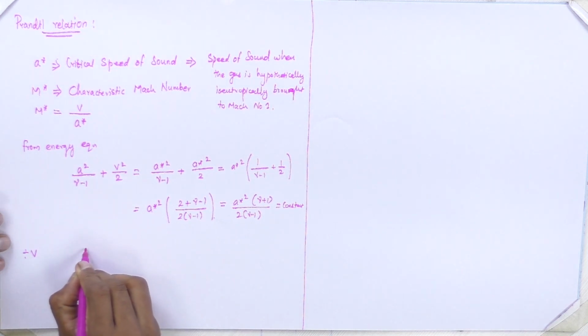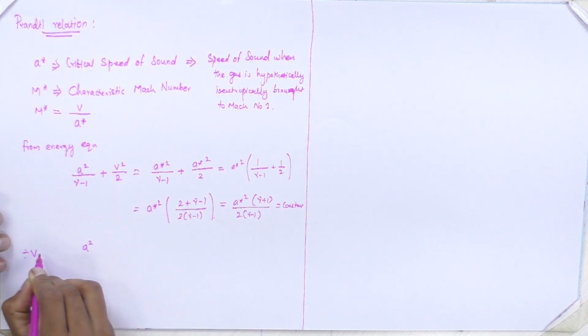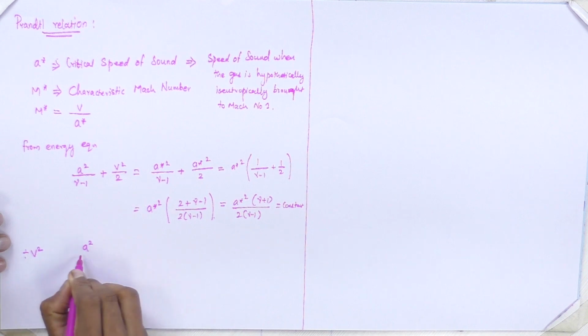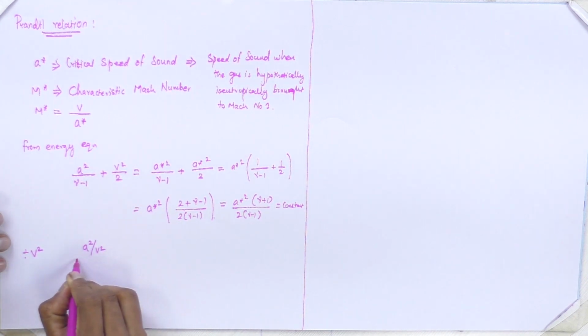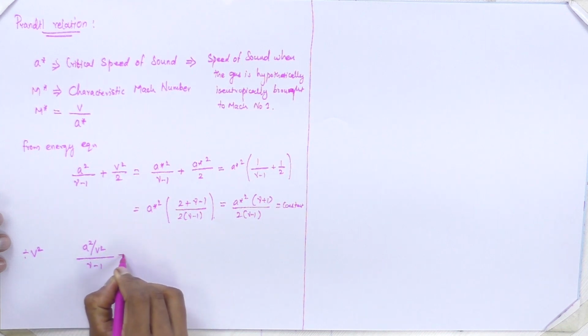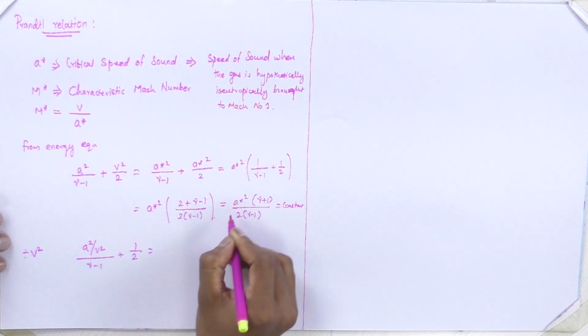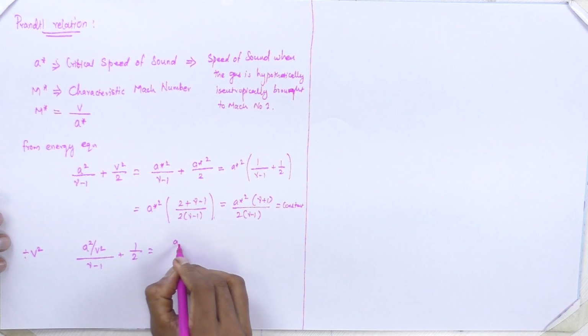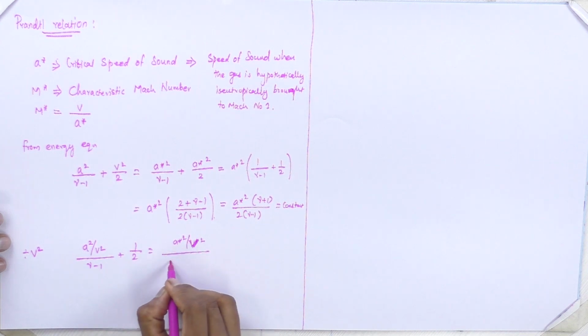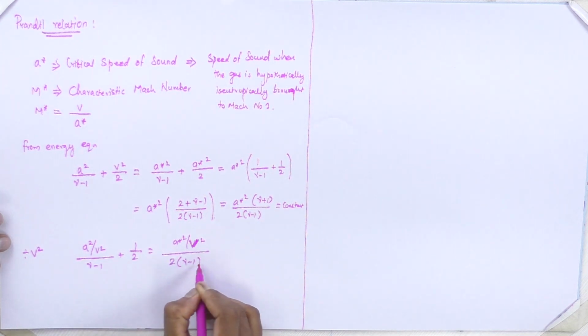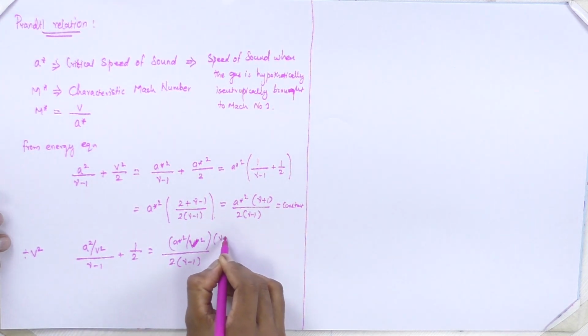So he divided this equation by velocity squared. So A squared divided by V squared, this equation will become A squared divided by V squared, divided by gamma minus 1, plus 1 by 2, is equal to A star squared divided by V squared, divided by 2 into gamma minus 1 into gamma plus 1.